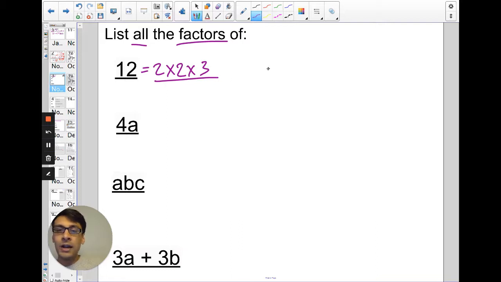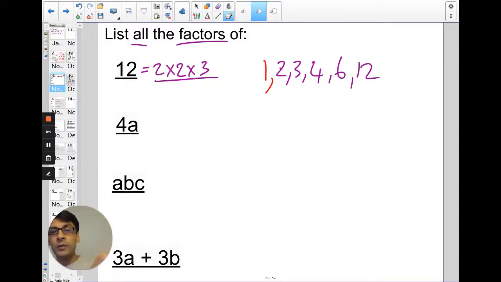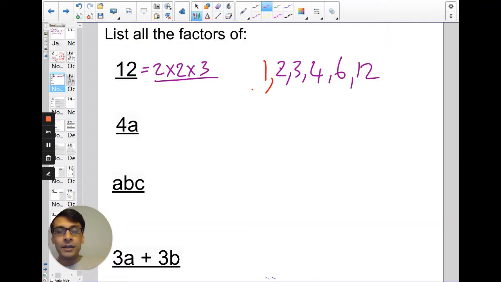In this case we know that 2 goes into 12, and 2 times 2 is 4, which goes into 12. 3 also goes into 12. I'm going to write 3 next because I think it's nicer to be in order. So 2, 3, 4, 2 times 3 is 6, and obviously 2 times 2 times 3 is 12. The one we always have to remember is that 1 also goes into all of them. So if you could do the same thing, these are all the factors of 12. I need you to try 4a, then ABC, and then 3A plus B, and then I'm going to go through these in detail. So pause the video, and then you'll see me go through the rest.